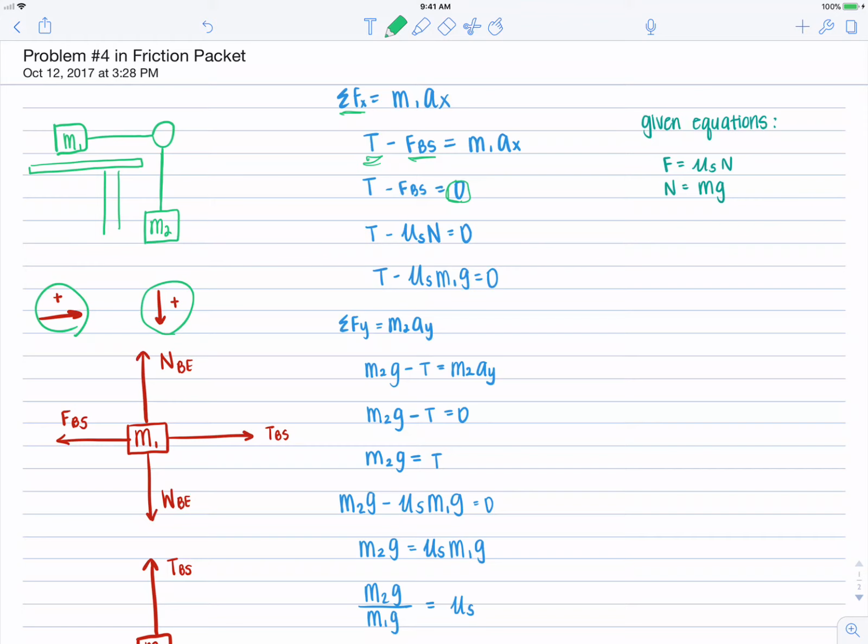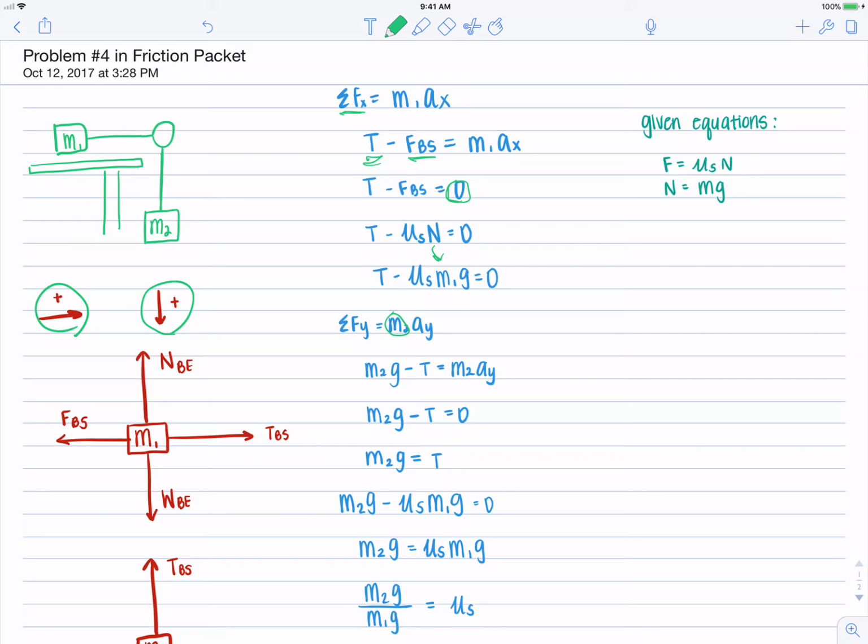And since there is friction, let's substitute. So now we have tension minus mu sub s times N, in which N equals mu sub s times mass sub 1 times gravity, equals 0. Let's move on to mass sub 2.